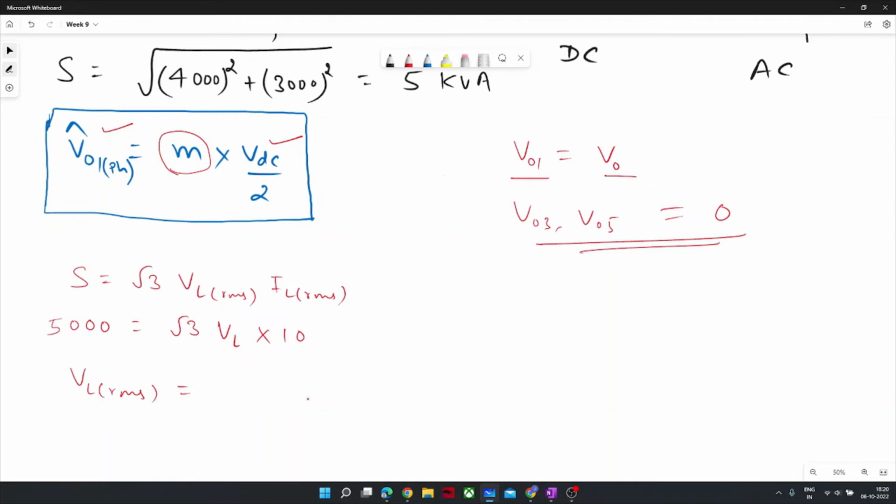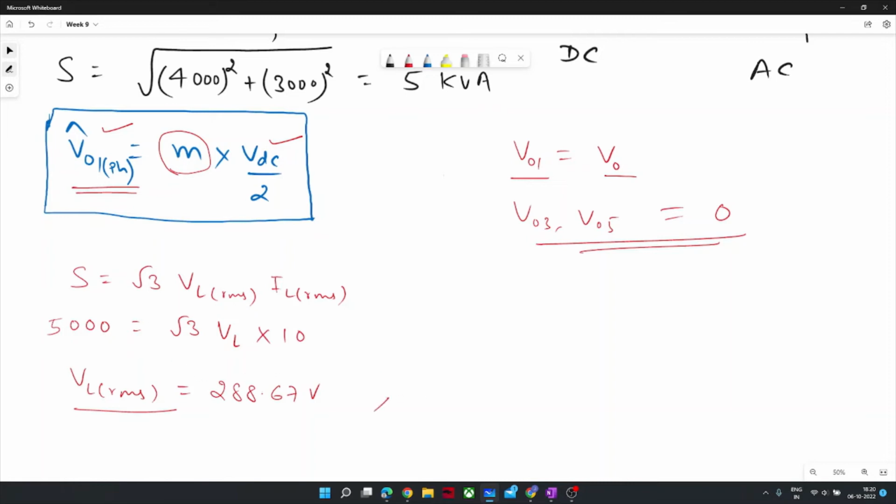So now this value will change. 5,000 by root 3 into 10. So that will come out to be 288.67. Okay, so we computed the line value of RMS voltage of the grid side, and once it is computed, now we need to find out the phase value and peak.